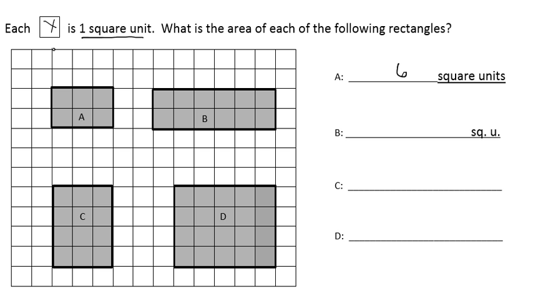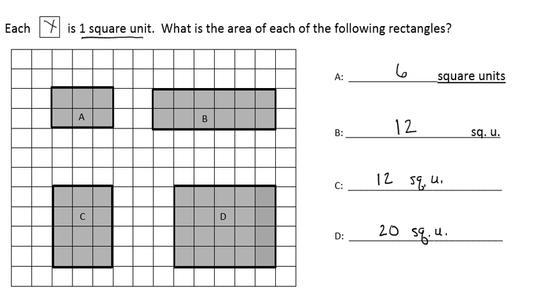Rectangle B is 2 rows with 6 units in each row. So rectangle B would be considered 12 square units. Rectangle C has 4 rows of 3 squares. 4 times 3 is 12. The area of rectangle C is 12 square units. And rectangle D is 4 rows of 5 units. 4 times 5 is 20. Therefore, the area of rectangle D is 20 square units.